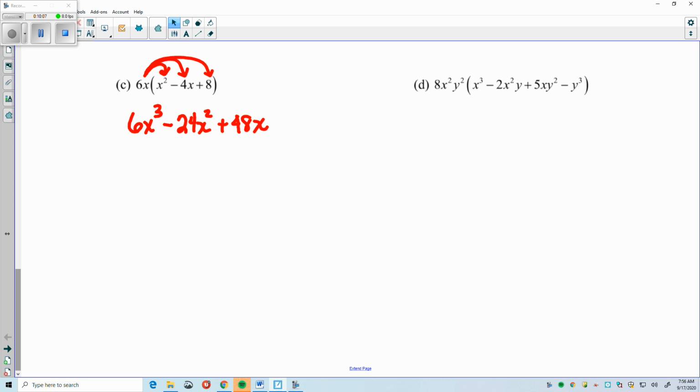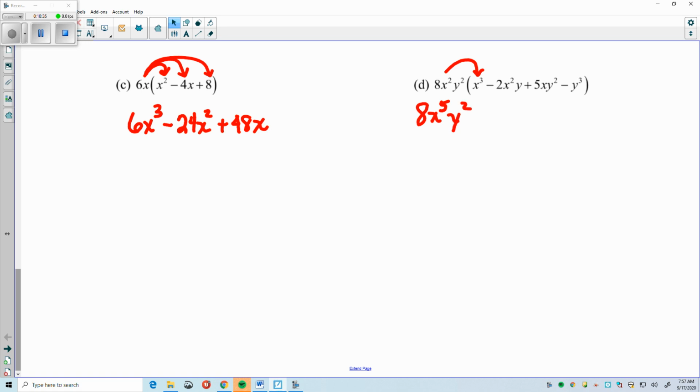Now our last one, we just have to be careful because we have y's. We have a bunch of terms, okay? We just have to make sure, again, x's with x's, y's with y's, constants with constants. So if I multiply this one for my first term, 8 times 1 gets 8. Goes to the x's. X squared times x cubed, we add those exponents, x to the 5th. And there would be like a 1 here for the y, so I just have y squared.